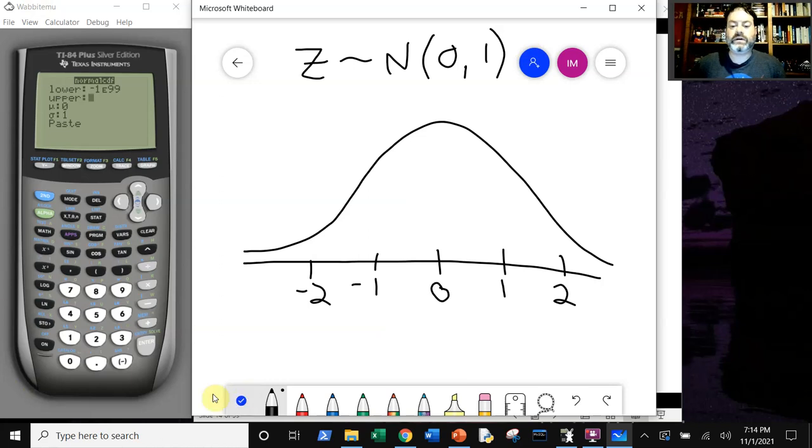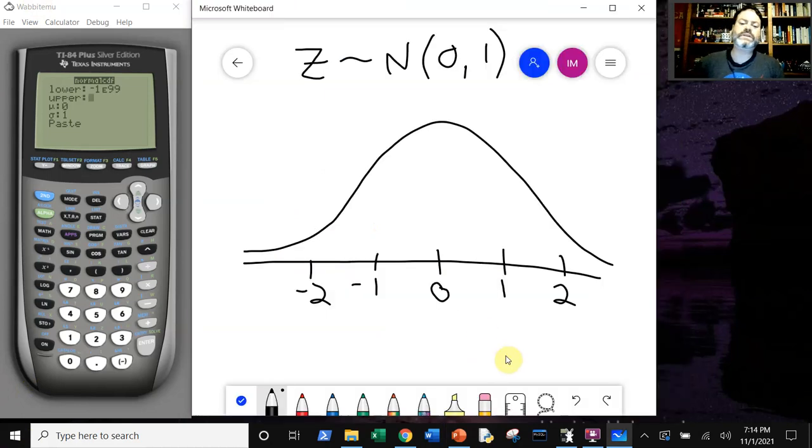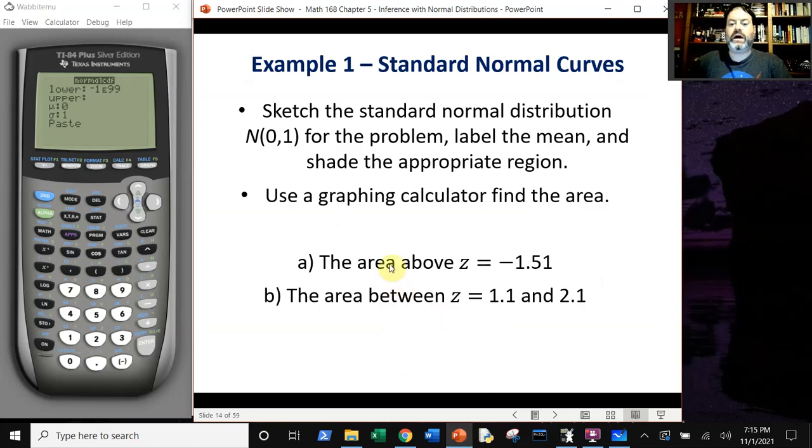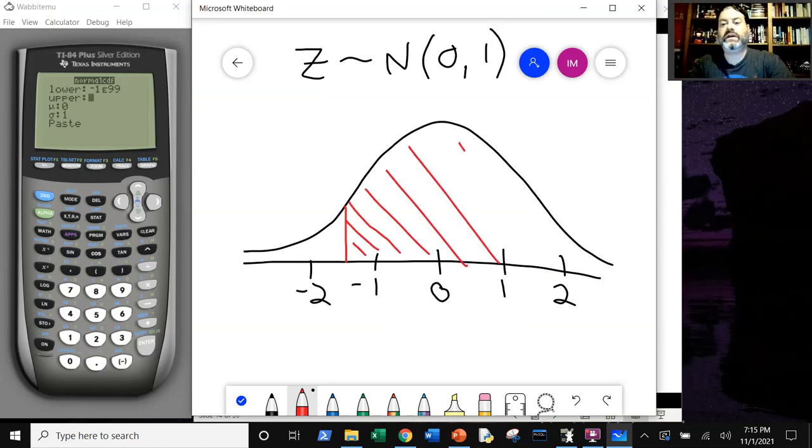So if you go back and look at the problem, the way it was posed, I need to find the area above z equals negative 1.51. So this is the mean, clearly right here, 0. Negative 1.51 is over here, pretty much. And then further look at the instructions. We want the area above z equals negative 1.51. So above means to the right. So you really only have to shade it like this. You don't have to color it in like it's a coloring book.